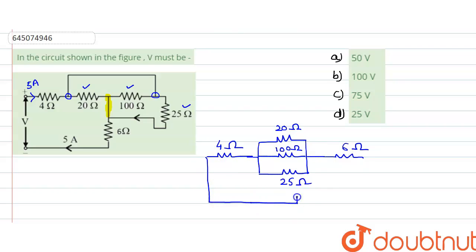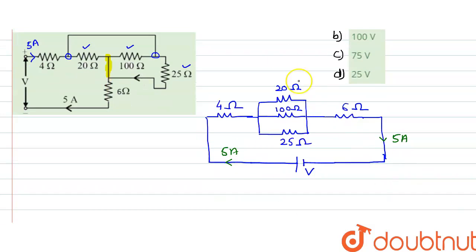Now it would be connected by a battery. The battery would be a V volt battery, or a cell V, and the current given in the circuit is 5 ampere. That means the total current from the battery would be 5 ampere. Now this is a very simple circuit. First of all, we calculate the effective resistance of the parallel part. We denote the resistance as R.